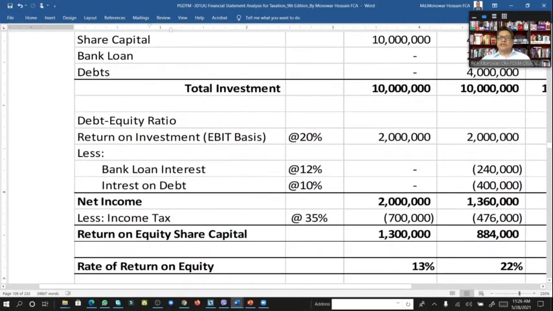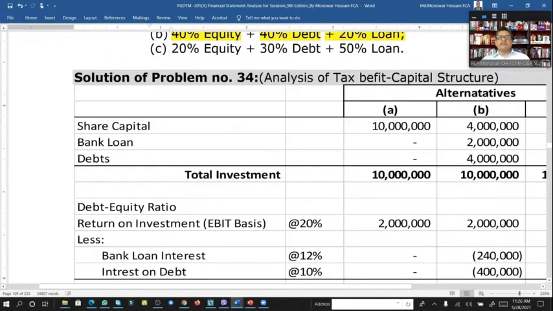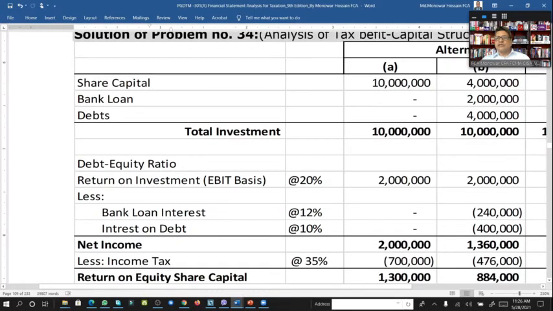So look here. Return on investment, that means earning before interest and tax, at 20% is 20 lakh. But here we have to pay interest on the bank loan. Bank loan interest is 12% of 20 lakh, so 2,40,000 has to be paid as interest. It is an expense. And again, interest on debt is 10%. Debt is 40 lakh, so 10% is 4 lakh. So 6,40,000 has to be subtracted from the return on investment of 20 lakh.